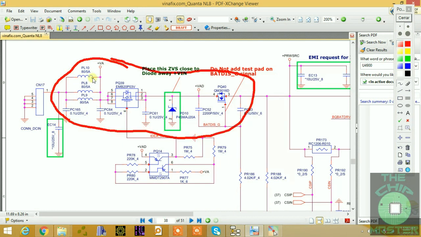So this is PL10, PL8, PL9, and this MOSFET PQ39, and another diode PD10, and another MOSFET here, PQ40. These are all responsible for the protection and isolation, because when the EMI comes in, as you can see, here are some capacitors, right? You must have your filter capacitors, right?